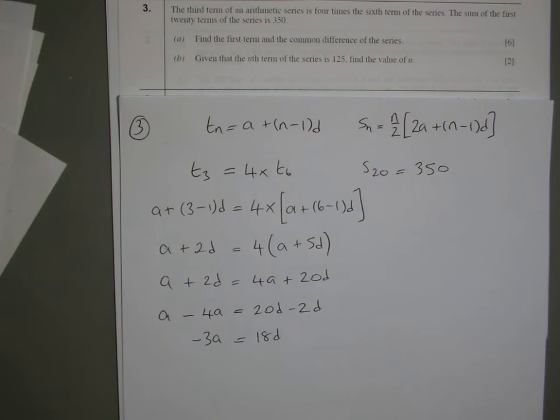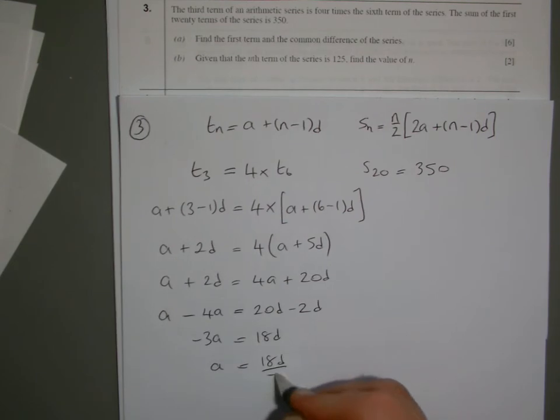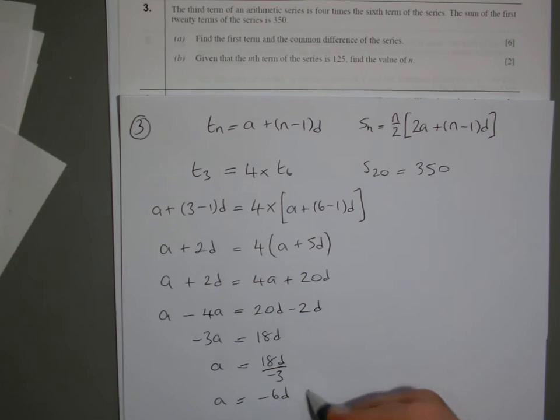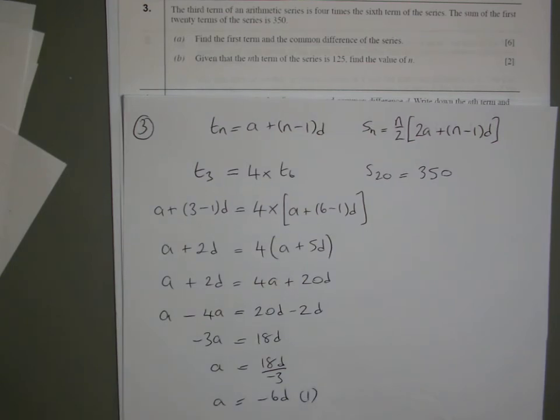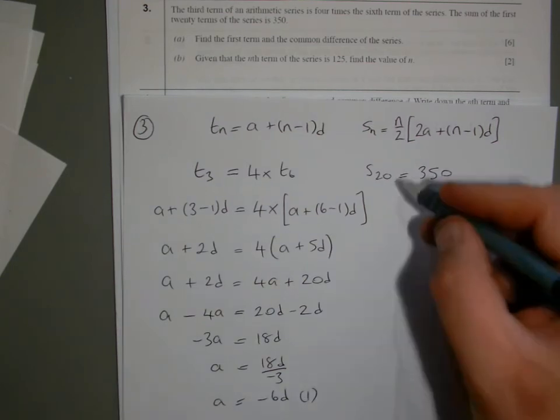Okay. And then I can divide by minus 3, can't I? So I'll have A is 18D divide by minus 3, so A will equal minus 6D. Okay. So that's, I can label that 1 there. So let's go with this then.